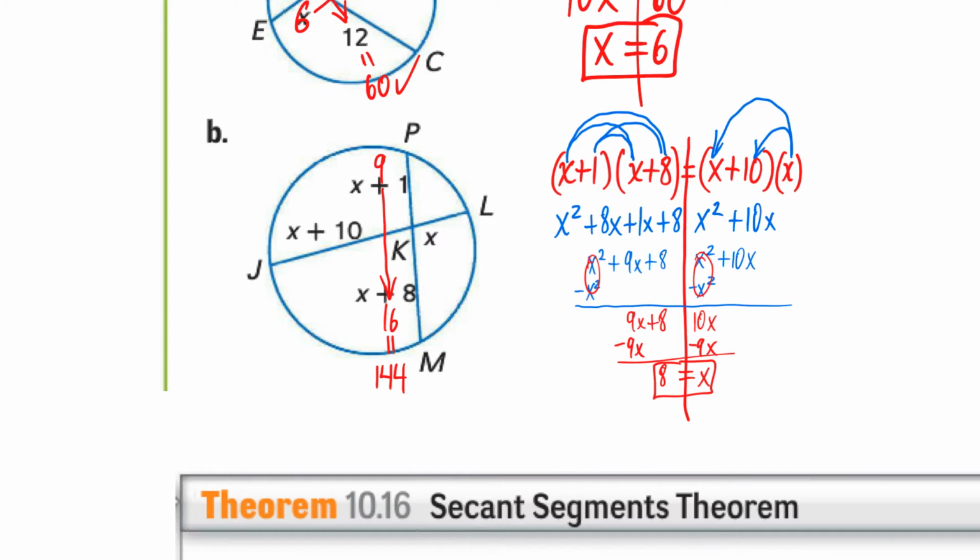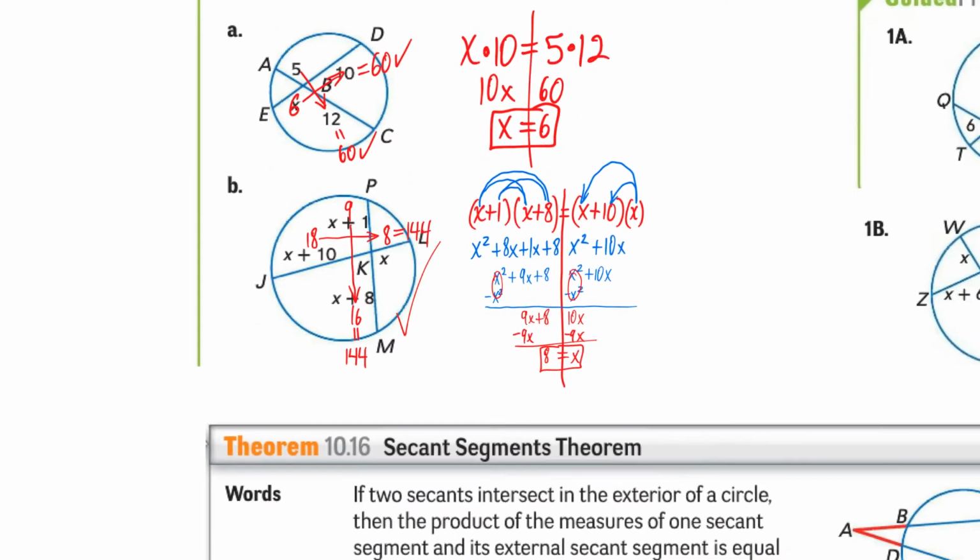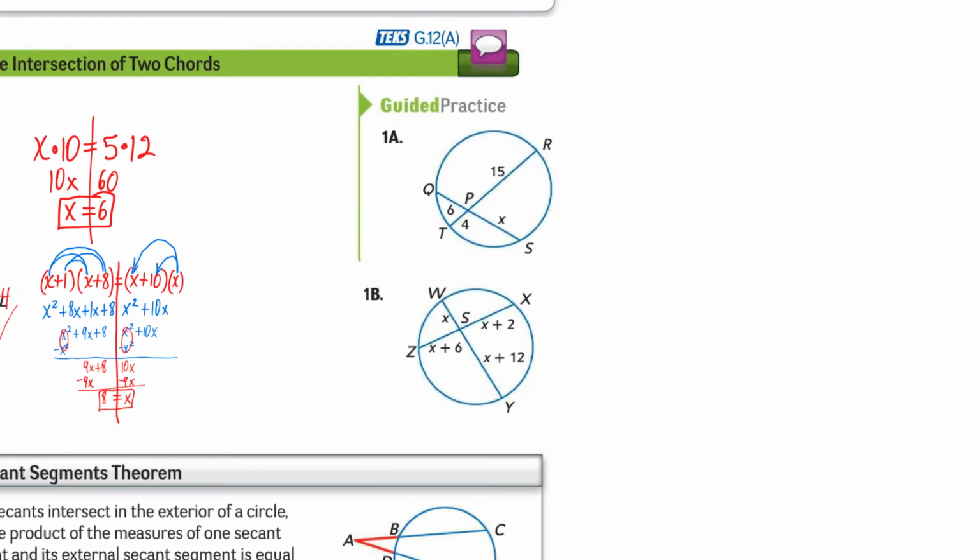Now I'm going to plug it in the other side. If I take 8 and plug it in here, what's 8 plus 10? 18. And if I plug in 8 there, it's 8. So what is 18 times 8? 144. So that looks good. So x is 8. I want you to try that on those two. You can do it.